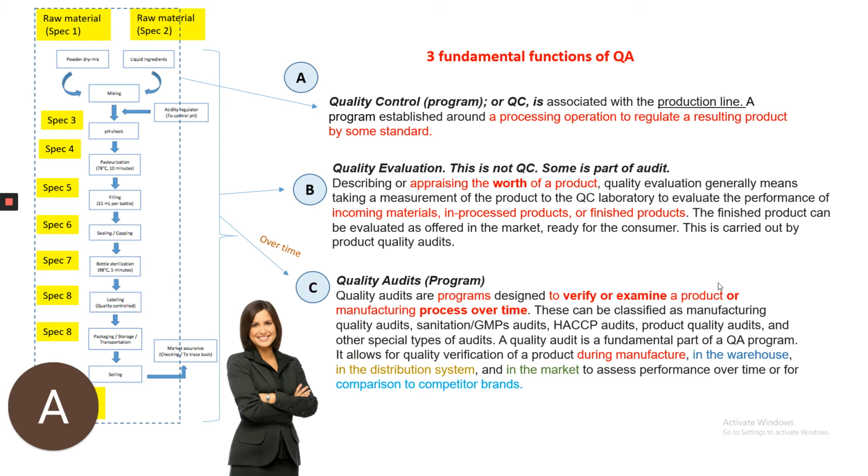C, quality audits program. Over time, it is necessary to verify or examine a product or manufacturing process. These can be classified as manufacturing quality audits, sanitation or GMP audits, CCP audits, and product quality audits. A quality audit is a fundamental part of a QA program. It allows for quality verification of a product during manufacture, in the warehouse or distribution system, and in the market to assess performance over time or for comparison to competitor brands.